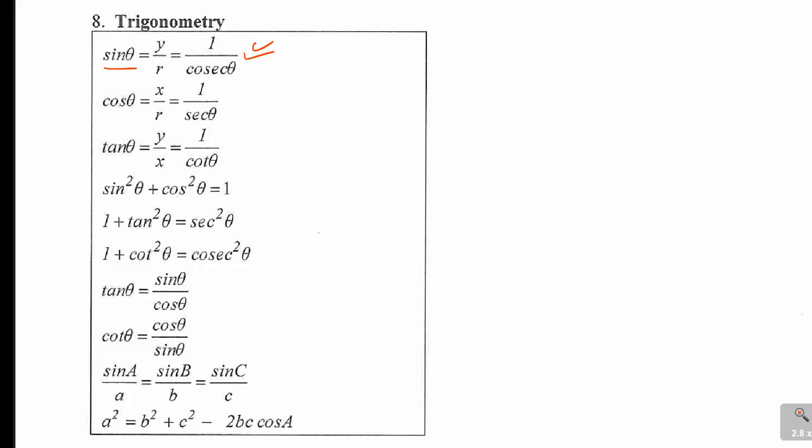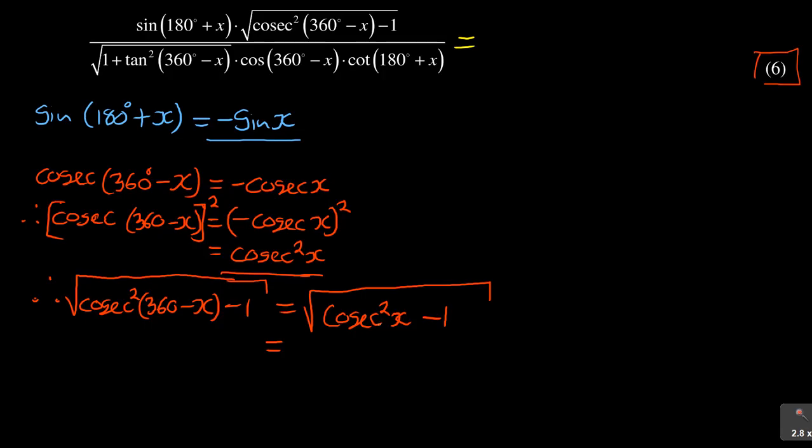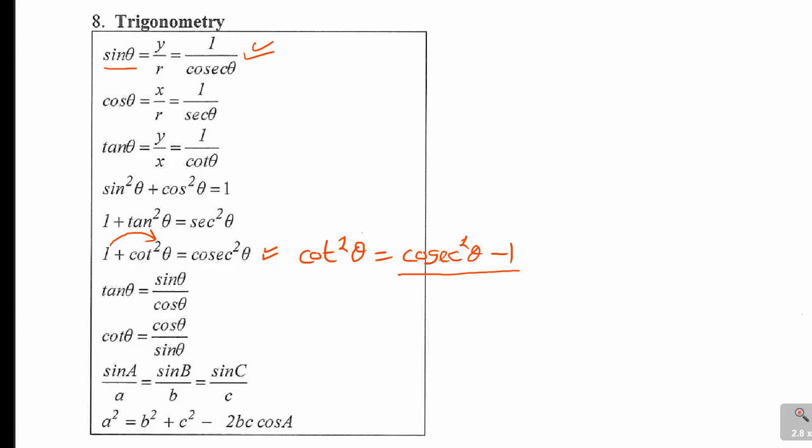If I go to the formulas, you can see where there is cosec. Now let us look at this particular formula. It says 1 plus cot squared theta is equal to cosec squared theta. If I take 1 across, jumping the sign, it will be cot squared theta is equal to cosec squared theta minus 1. So if you look at this, what we now have is cosec squared theta minus 1. In this case, where this theta is x, this is equal to cot squared theta.